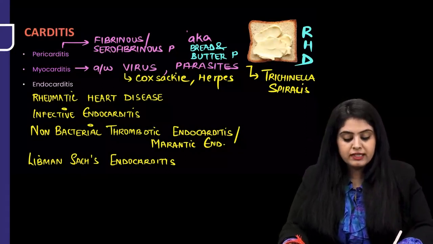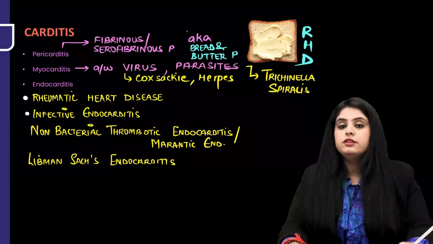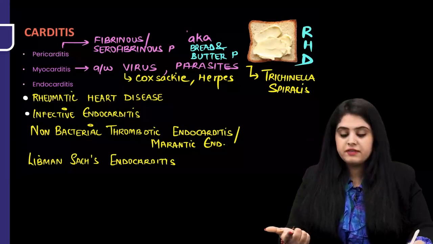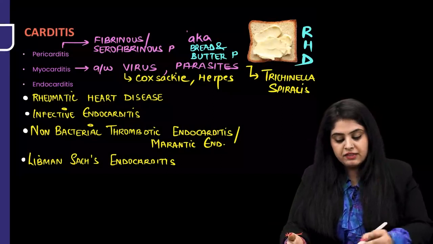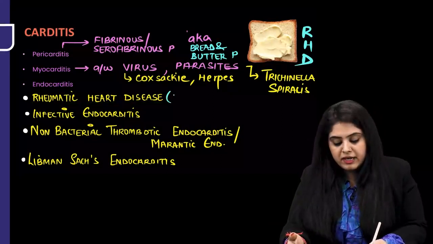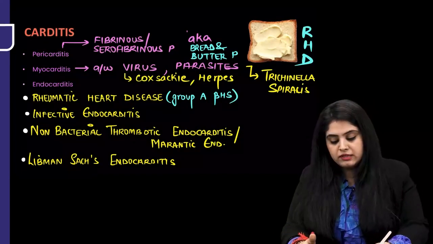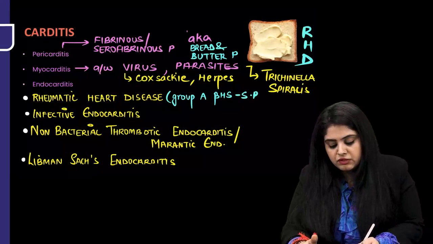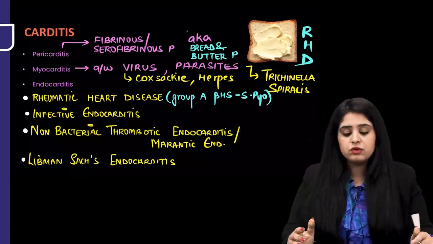Coming to the last one, and that is endocarditis. But actually endocarditis is of 4 types: rheumatic heart disease, infective endocarditis, NBTE and LSC. Let's do it one by one. When I say rheumatic heart disease, I hope everyone knows. Rheumatic heart disease is caused by group A beta hemolytic streptococcus, which is nothing but Streptococcus pyogenes. You have studied this in microbiology. Very important. I'll talk more about it.